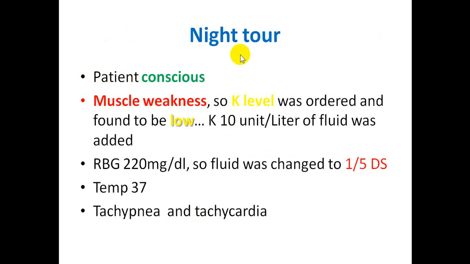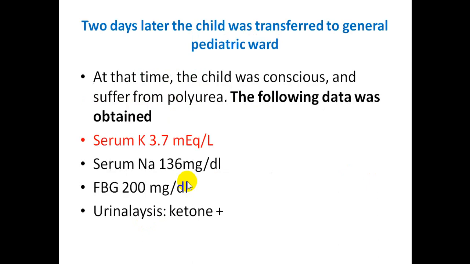In the night tour of the same day, the patient became conscious but suffered from muscle weakness, so potassium level was ordered again and found to be low. Potassium 10 units per liter of fluid was added. At that time, random blood glucose level was 220, so fluid was changed to 1/5 dextrose saline instead of normal saline. Temperature was also normal, and the baby still suffered from tachypnea and tachycardia.